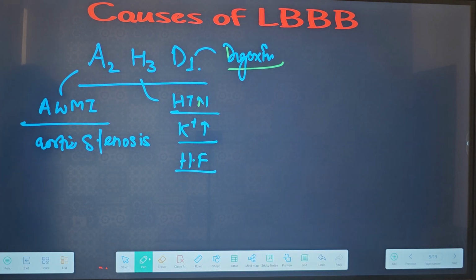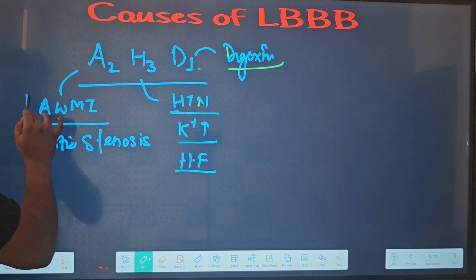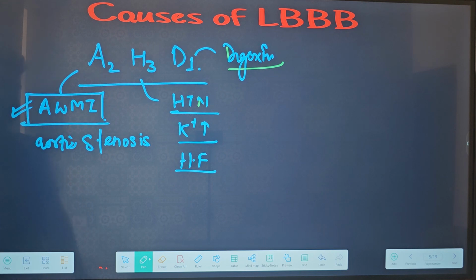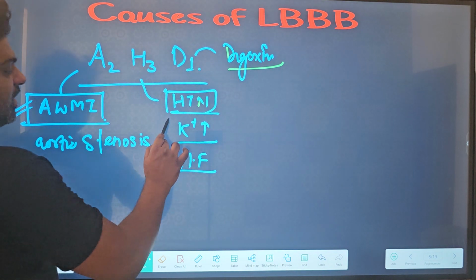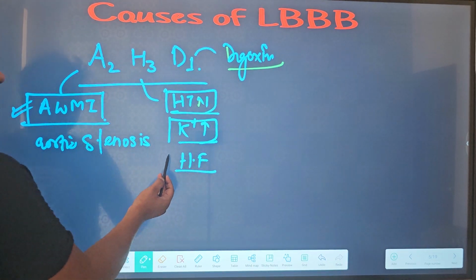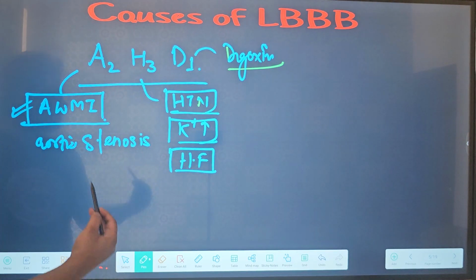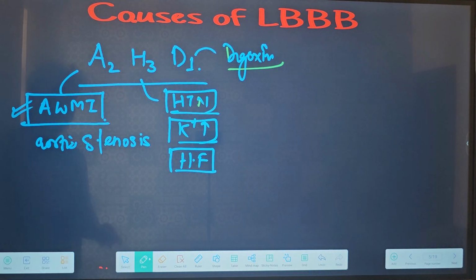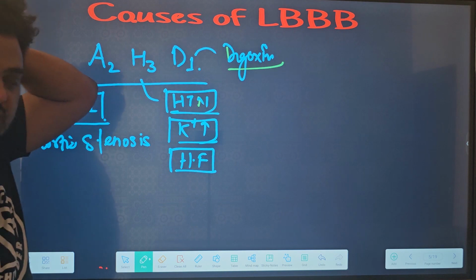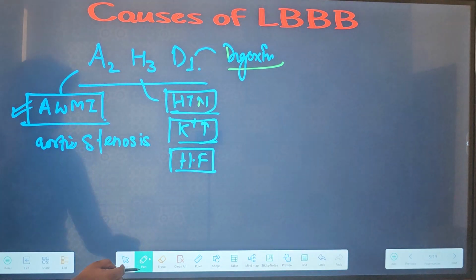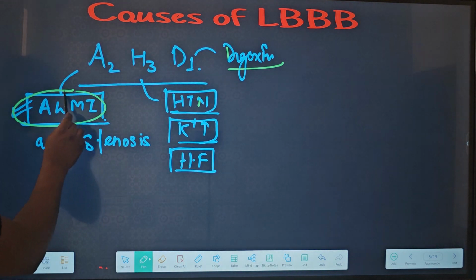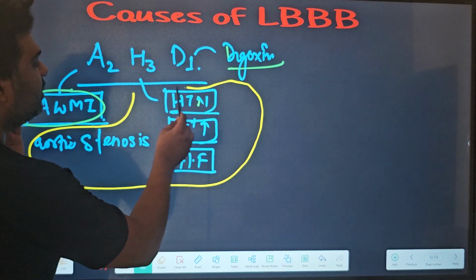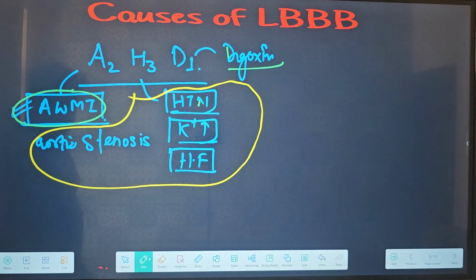Now, a very important point. The most disastrous cause of left bundle branch block is anterior wall MI. Hypertension you can diagnose with the help of clinical features, symptoms and signs. Hyperkalemia by a simple test. Heart failure you can diagnose by echo and examination. When you get a left bundle branch block in ECG, the major concern is to differentiate anterior wall MI from other causes of left bundle branch block.